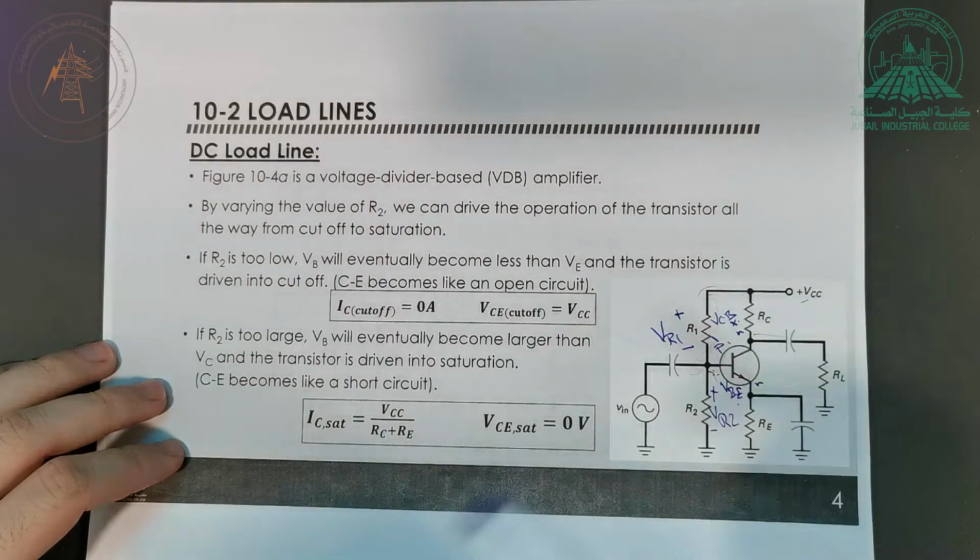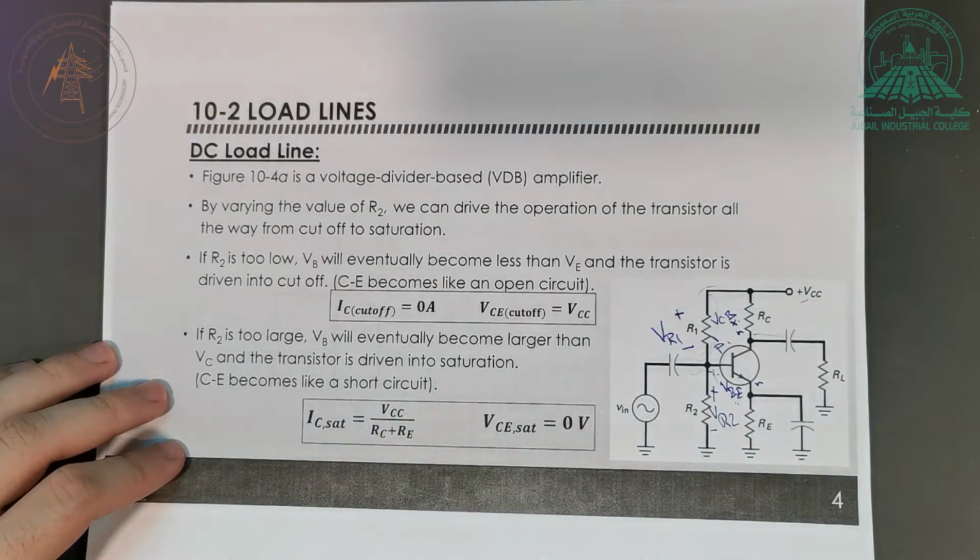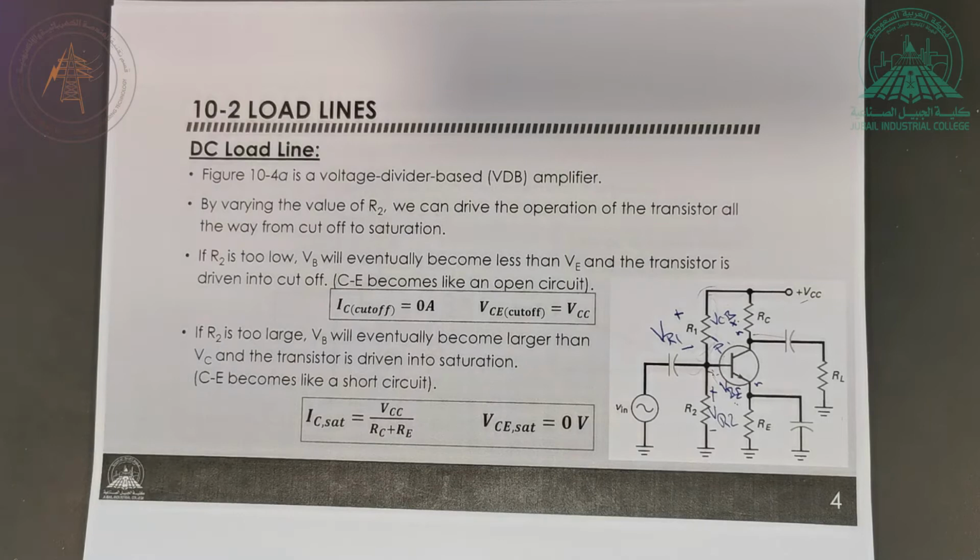By doing that, we guarantee that this is reverse biased and this is forward biased, then the device is going to be in the active mode. So it can work as an amplifier.